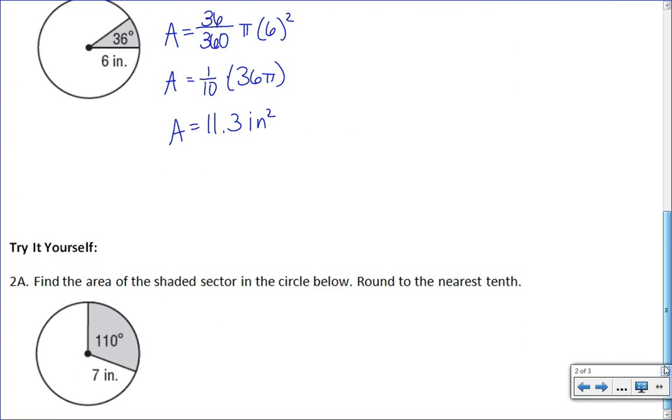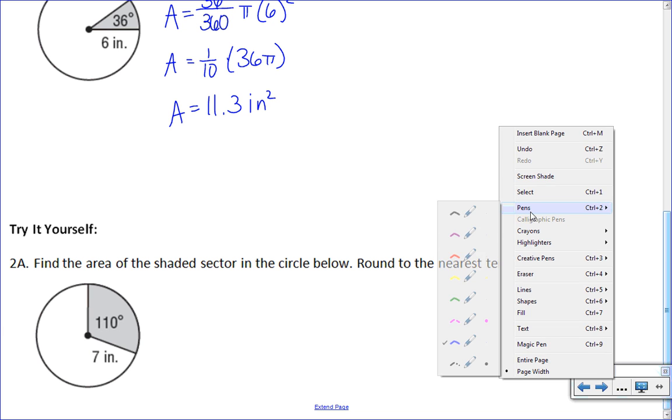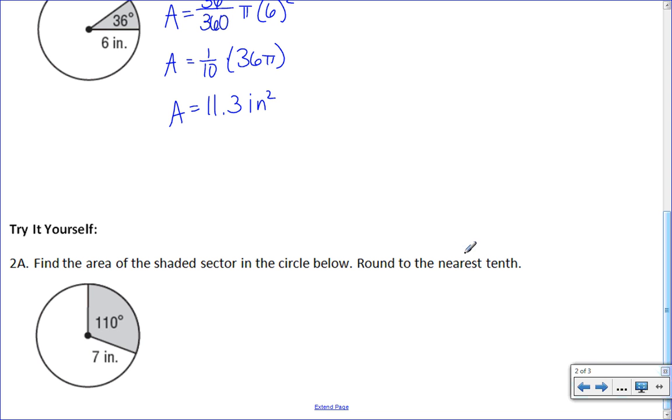Okay, there's a try it yourself problem for you to do as well. So pause the video, work through that problem. When you're ready to check your answer, press play.